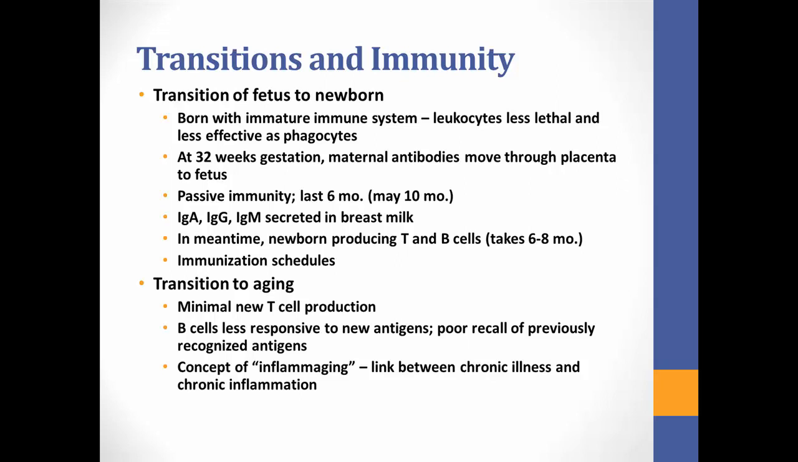We know that IgA especially, but also IgG and IgM is secreted in breast milk. So this then goes to the immune function of the secretory organ of the breasts. Data indicates that in infants that are breastfed, there's a decrease in otitis media, upper respiratory infection, and GI infection during early infancy. Now, in the meantime, during this 6 months of passive immunity, the newborn is producing their own T and B cells, but again, it takes about 6 to 8 months.